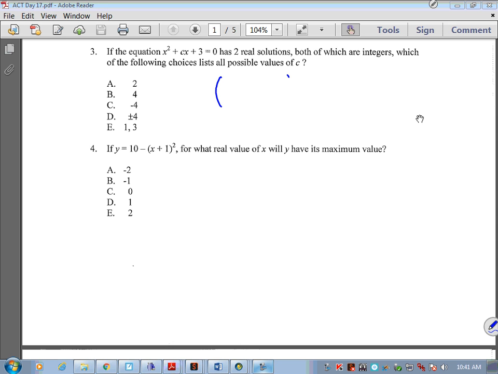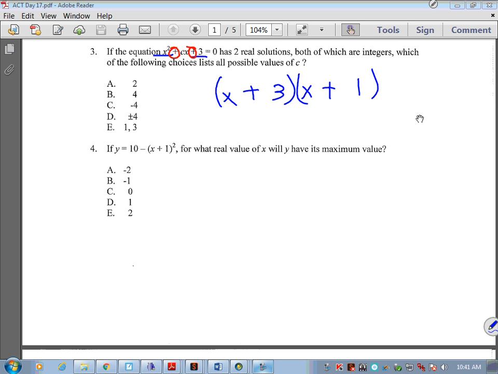All right, so let's look at what they give me. It's x, because that's x squared. Notice that this is 3. Well, that's a prime number, which means one of these has to be 3 and one of these has to be 1, correct? And what are my operations on the inside? Plus and plus, because it's plus here and plus there. So far I have two real solutions, but which of the following choices lists all possible values of c?